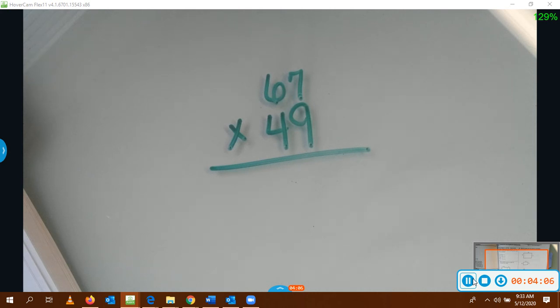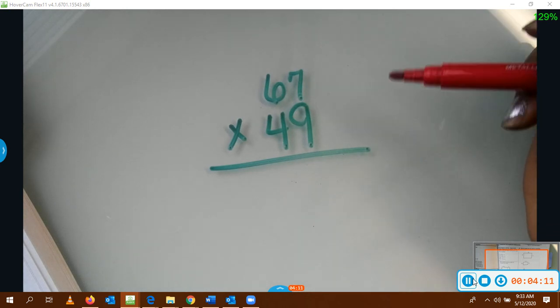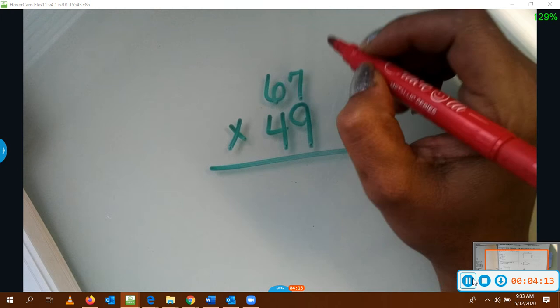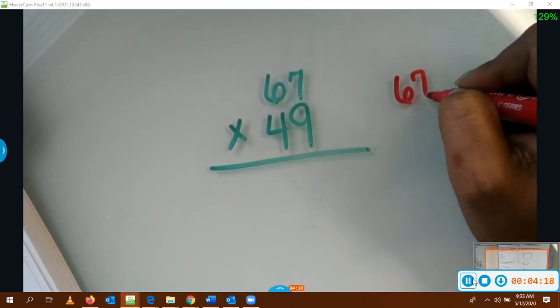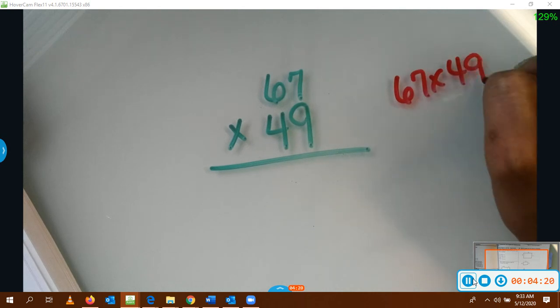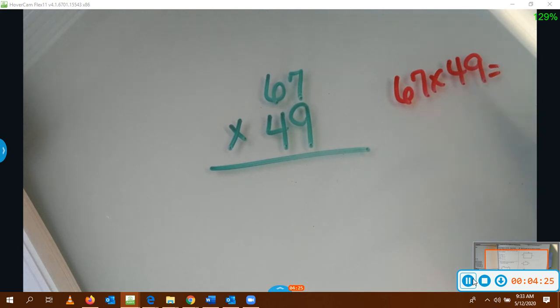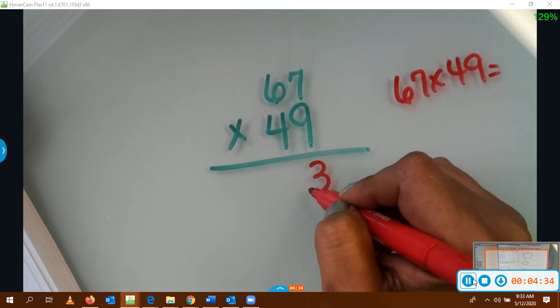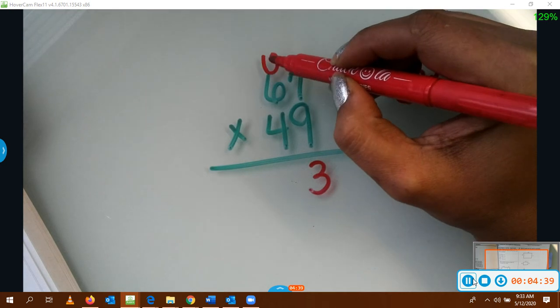So this next question is just a standard way of writing multiplication. Sometimes you may see it written like 67 times 49 the long way. So what you should always do is line them up. It's just the easier way. So here we go. 9 times 7 is 63. So you write down your 3, and you're going to carry your 6 over there.